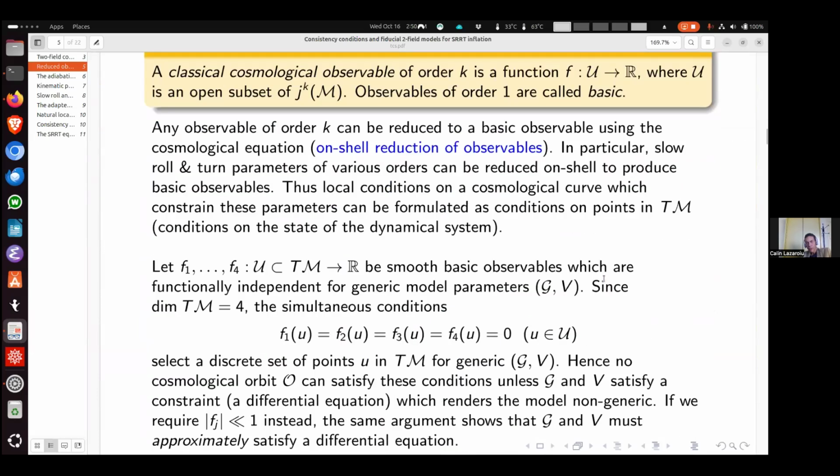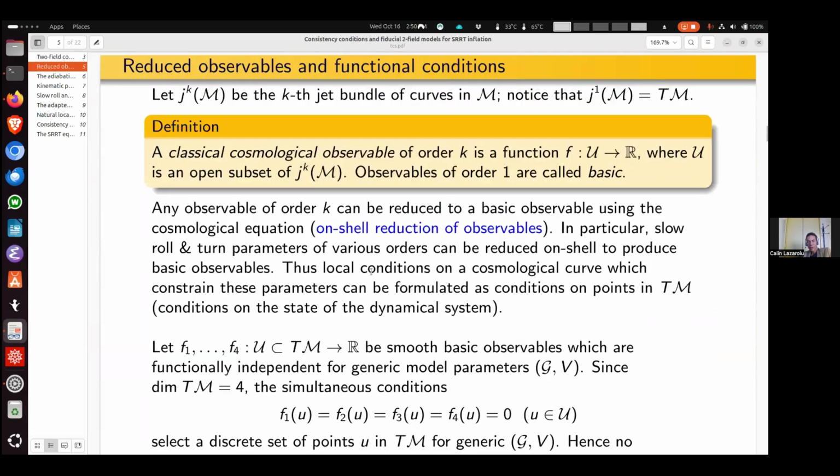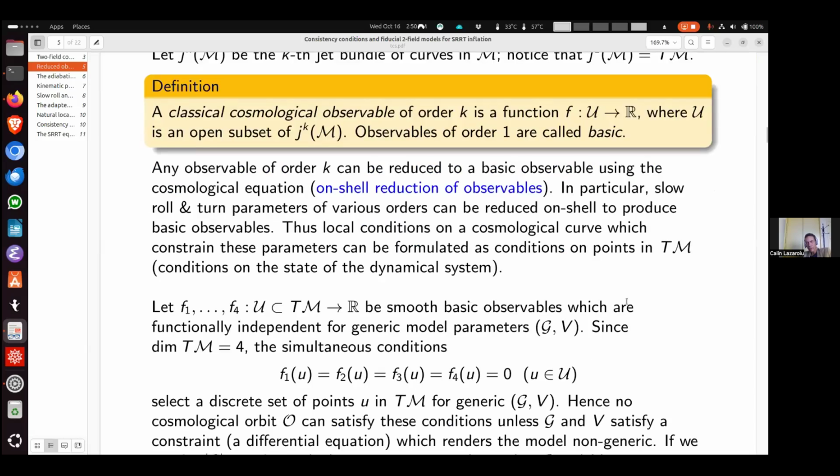Okay? So if you follow this on-shell reduction of observables, you can reduce, modulo the equation of motion, modulo the cosmological equation, any order-k observable with k bigger or equal than 2 to an observable with k equal 1. So an observable which is defined on an open subset of TM, which, as I defined before, is called a basic observable. All observables can be reduced to basic observables, modulo the equation of motion.